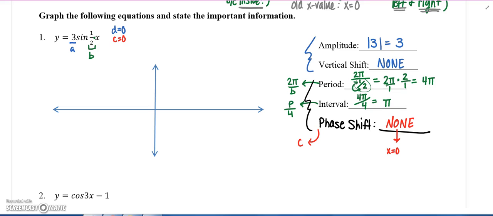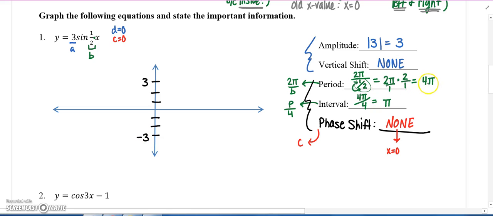Okay, let's try this. So, vertical shift is none. That means my midline's still this same line here. I don't have to draw a new one. And my amplitude is 3, so that means up 1, 2, 3, there's my max. Down 1, 2, 3, there's my min.